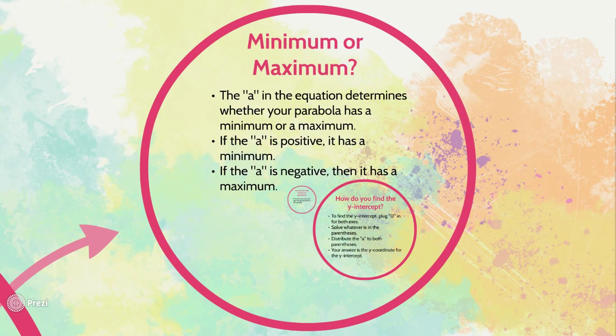And whether your equation has a minimum or a maximum all depends on the a. If your a is positive, then the parabola of your quadratic equation will have a minimum, which means it'll open up, creating a smiley face shape. But if your a is negative, then your parabola will have a maximum, which means it'll open down, creating a frowny face shape.